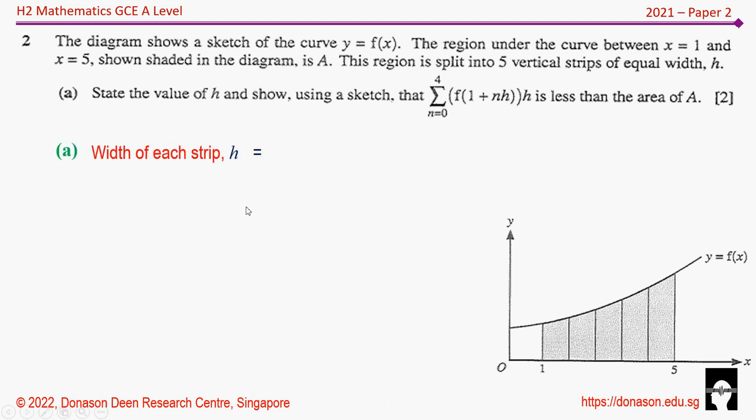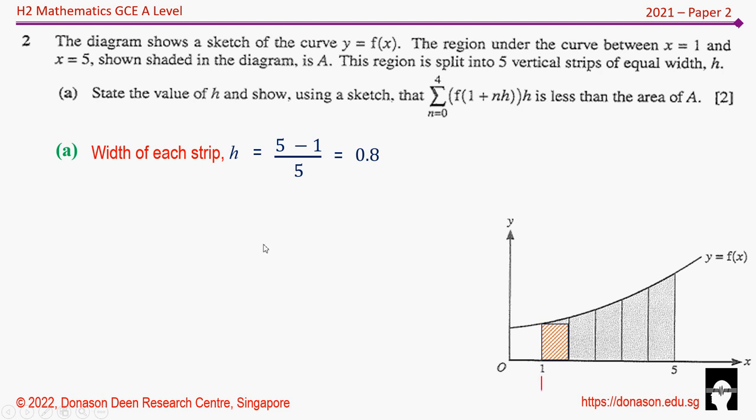First, the width of each of the strips would be equal to 5 minus 1, because this is from 1 to 5. That should be 4 units, and we're going to split it into 5 equal width strips. So that's going to be equal to 4 over 5, or 0.8. So that's the width of each of the strips. That's the first part.